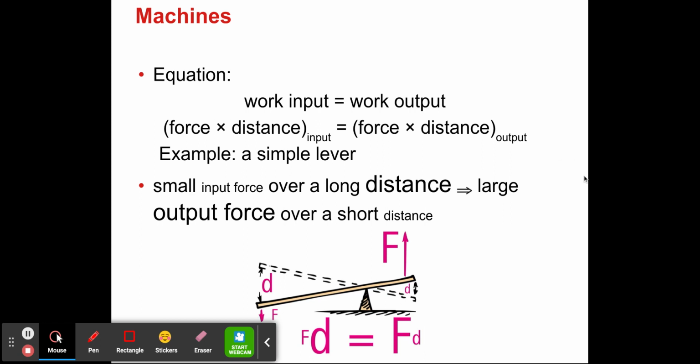So if you look at a lever, as you see in the images here, a small input force over a long distance is equal to a large output force over a short distance. So everything balances out such that the work input is equal to the work output.